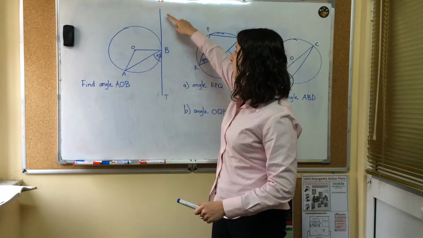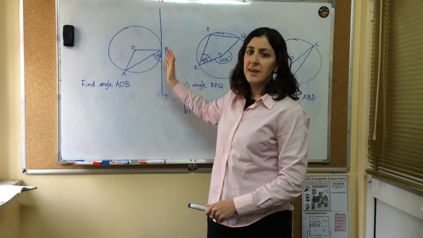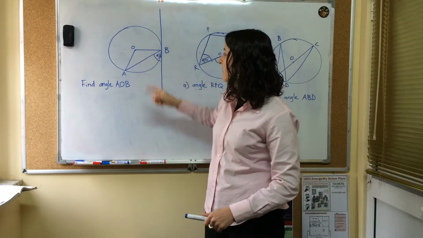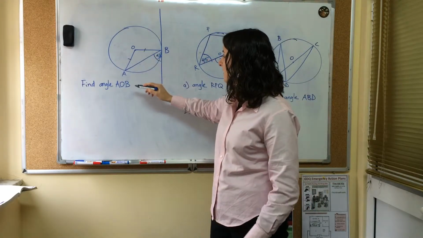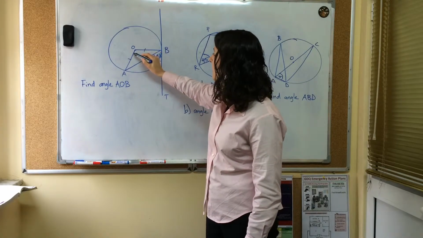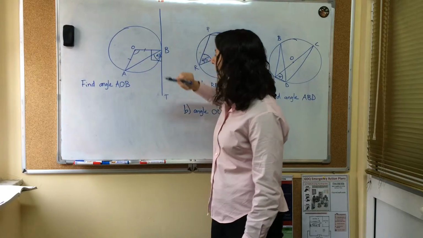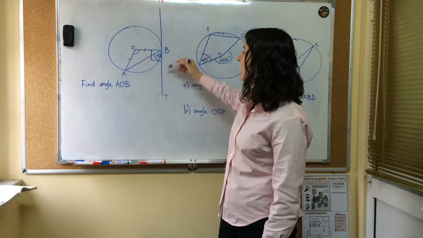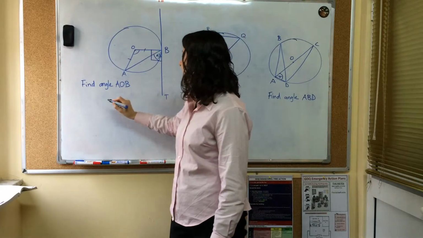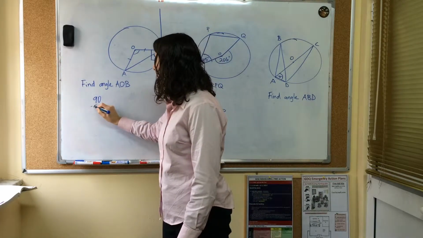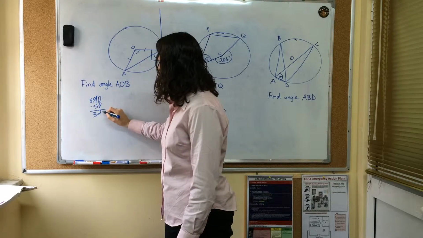And again, I have my tangent line, so I'm always thinking, okay, my radius and the tangent meet at a 90-degree angle. And I notice that I have 2 radii, so that means that this is an isosceles triangle. They're asking us to find angle AOB, so that's going to be this angle. So immediately I'm going to think, okay, this has to be my 90-degree angle because a tangent meets a radius at a 90-degree angle. So to find this small interior angle, we can do 90 minus 58, and we end up with 32 degrees.